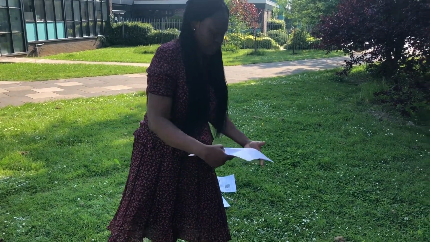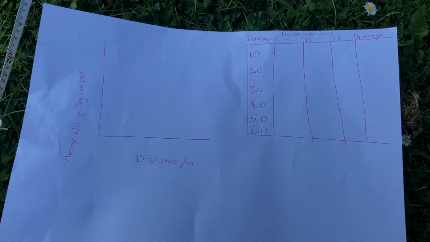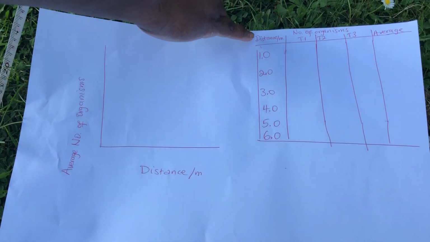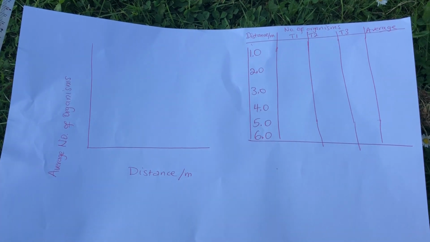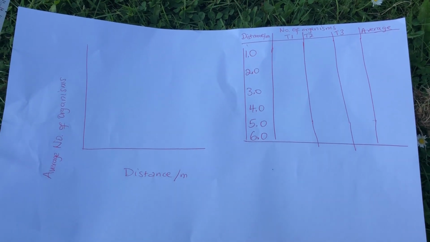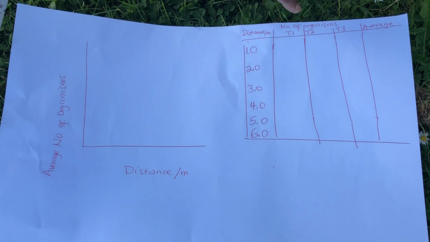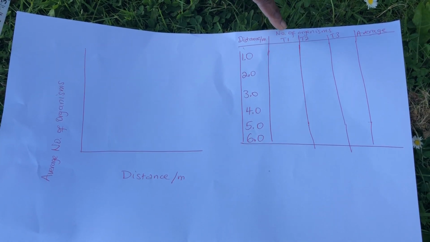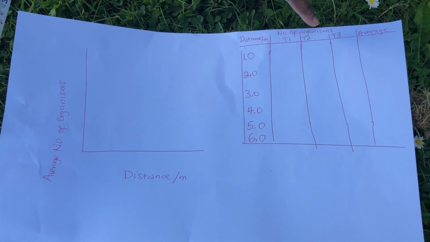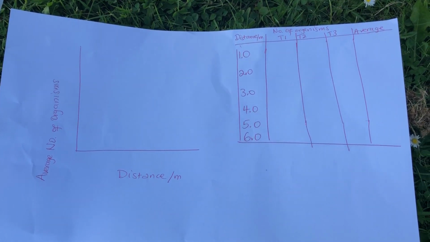So I have a table to record my results. I have distance, perhaps from the base of the tree, if that is my reference point. Then number of organisms, in this case daisies. I would repeat this whole investigation 3 times. So trial 1, trial 2, trial 3, and calculate the mean.